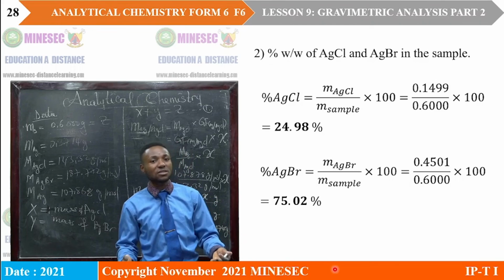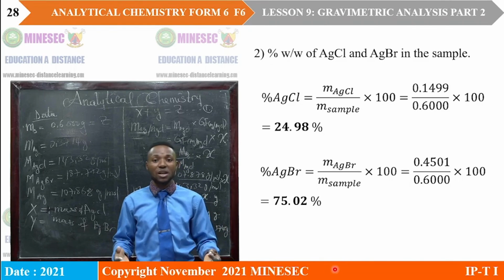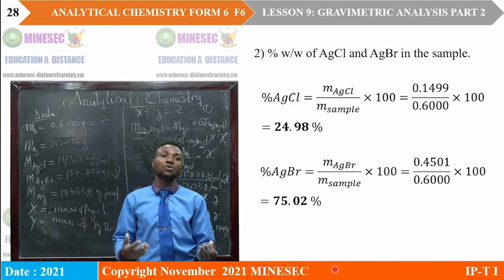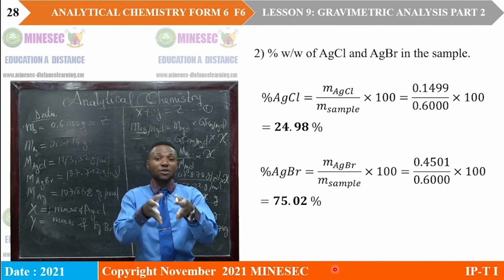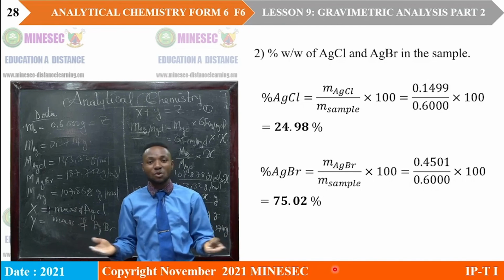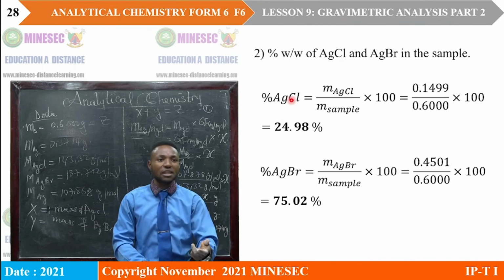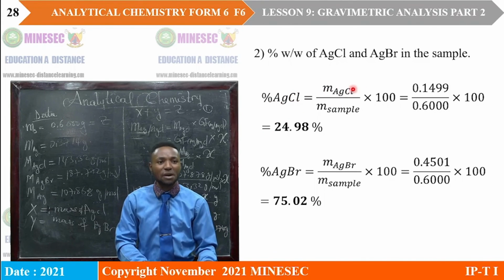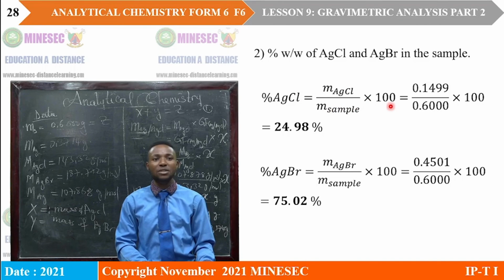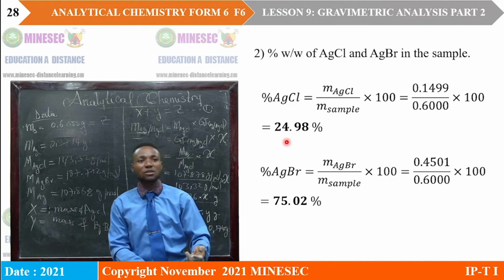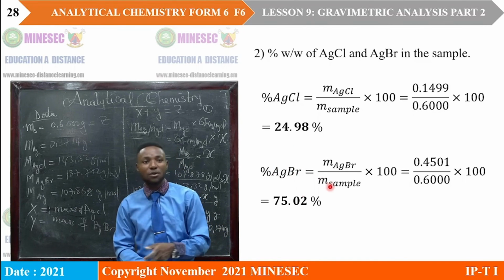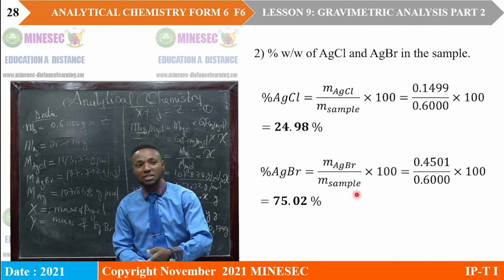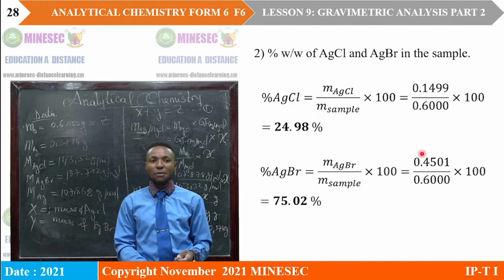Now, when you have their various masses, you can of course calculate their percentage weight. How do you do to calculate their percentage weight? You take the mass of each substance in the sample divided by the total mass of the sample. When you take the first case, the percentage of silver chloride is the mass of silver chloride divided by the mass of the sample times 100. That will give you a percentage of 24.98%. The percentage of silver bromide in the sample is its mass divided by the mass of the sample times 100. The numerical application will give a percentage of 75.02%.